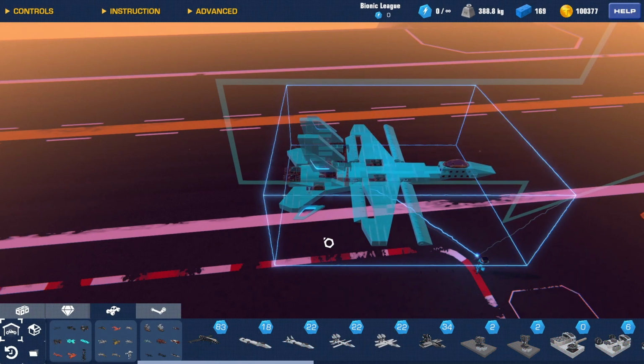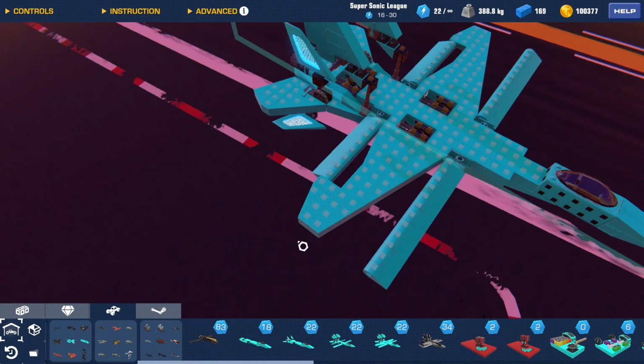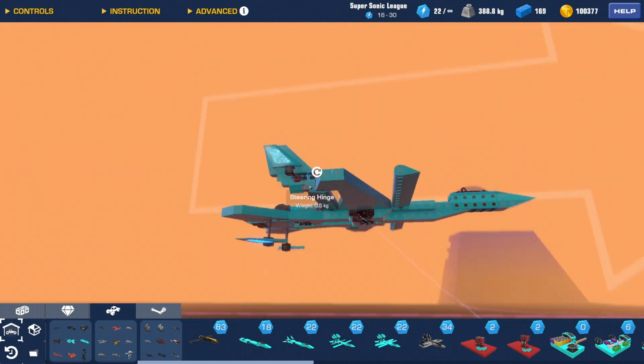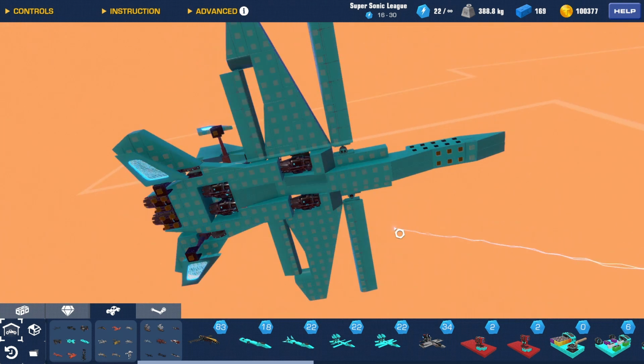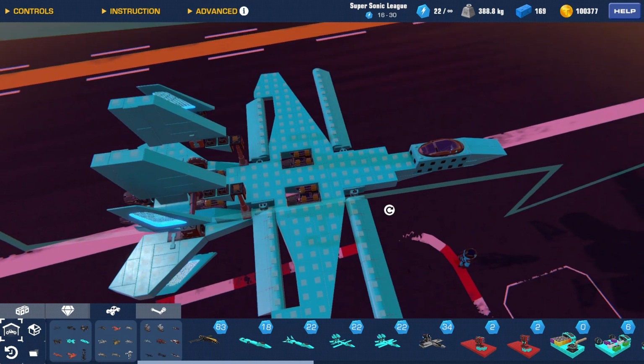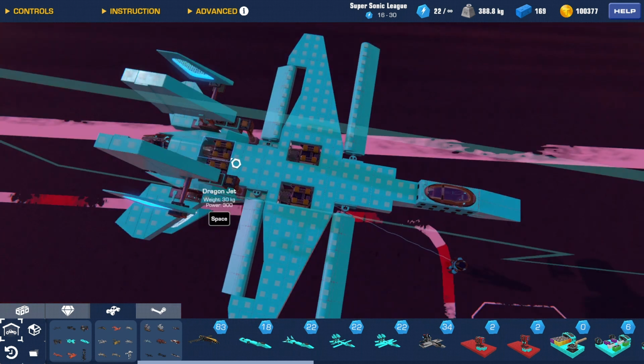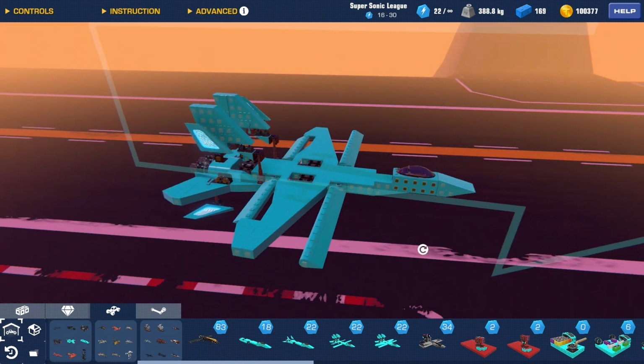Moving forward, I, of course, filled in the wings so that there would not be giant gaps within them. And I started to build out the bottom of the fuselage to accommodate all of my blocks. I have my distance sensor within the nose cone. I have my logic gate embedded within the fuselage. And this is how it starts to look.